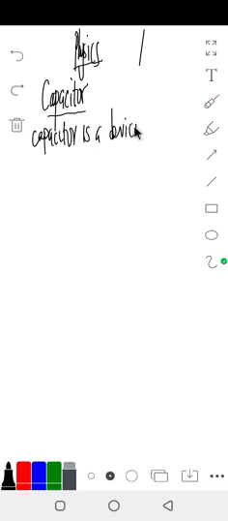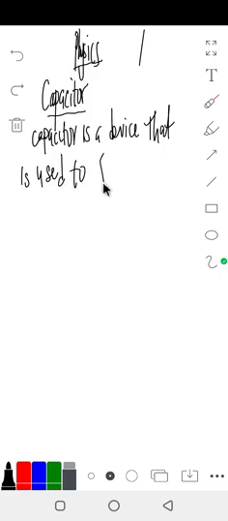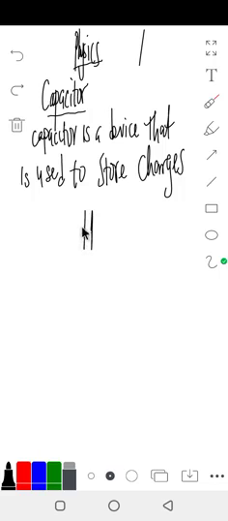It's a device that is used to store charges. The charges stored in a capacitor are static between the two plates of a capacitor. This is a capacitor. These are the two parallel plates of a capacitor.